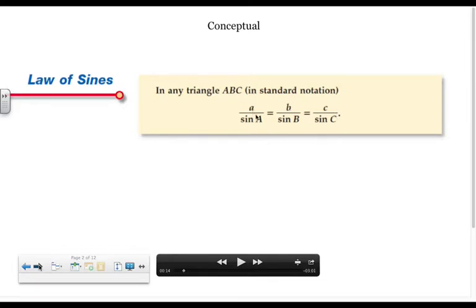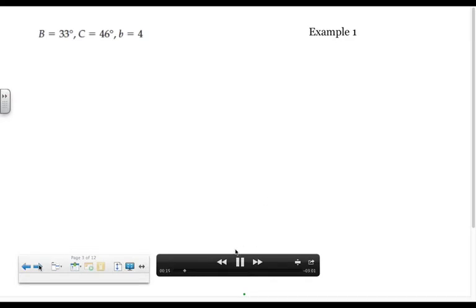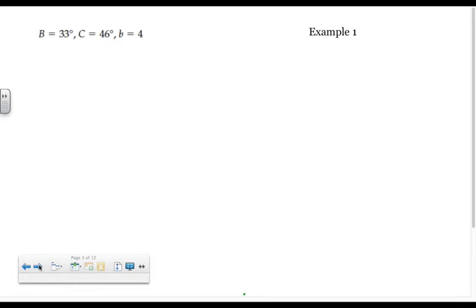Just make sure that your variables are together. A and A is together, B and B is together, and C and C is together. Much less time consuming than the law of cosines, but it's not quite as usable. So this is what we use when we have angle, angle, side. So we have 2 angles and we have a side. So we're going to draw the triangle so we can see what it looks like before we start using the formula.